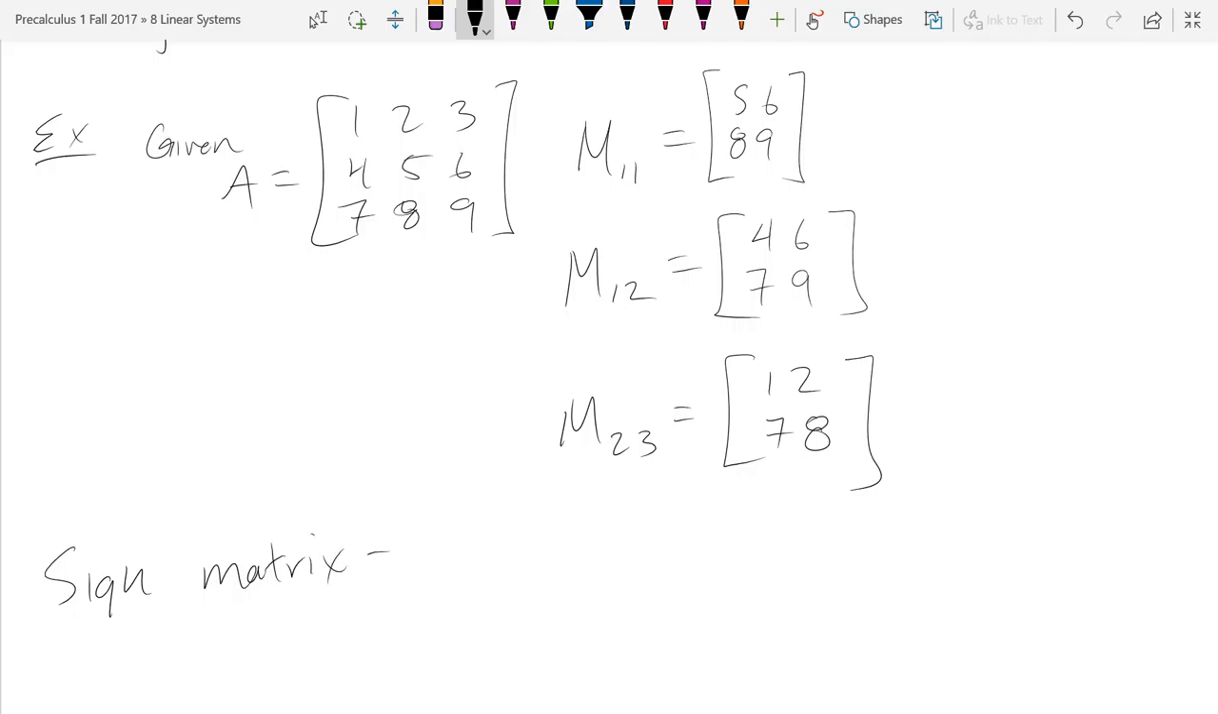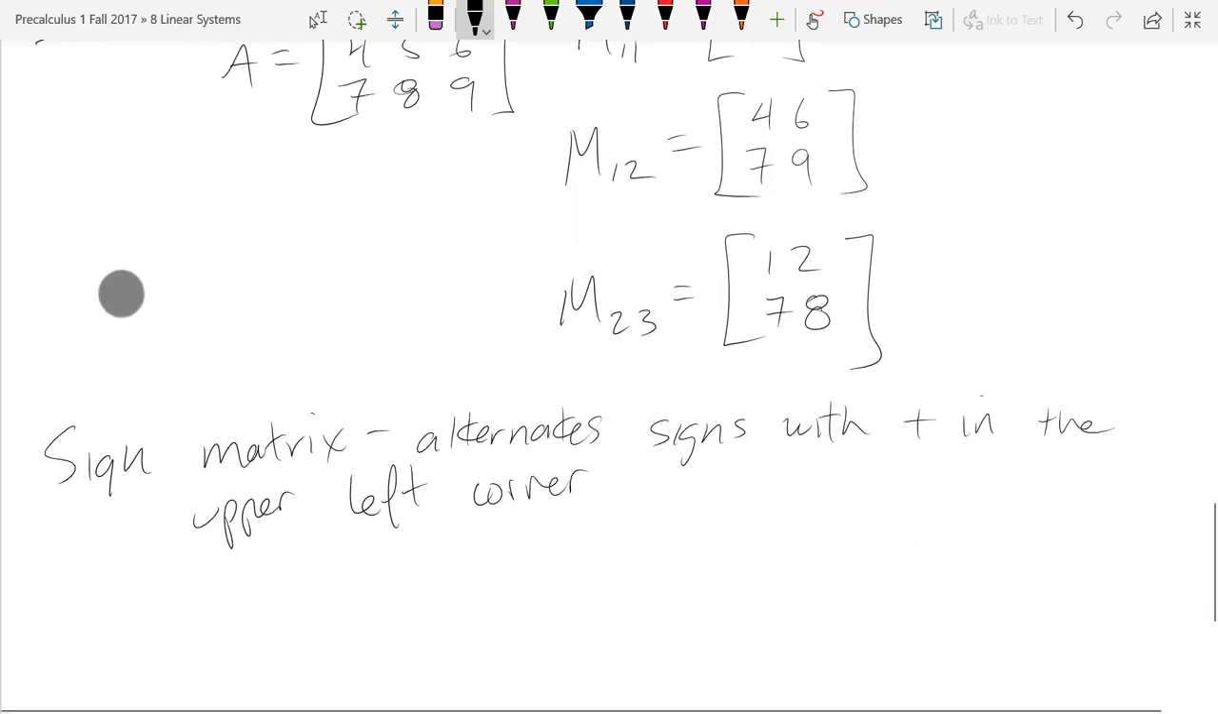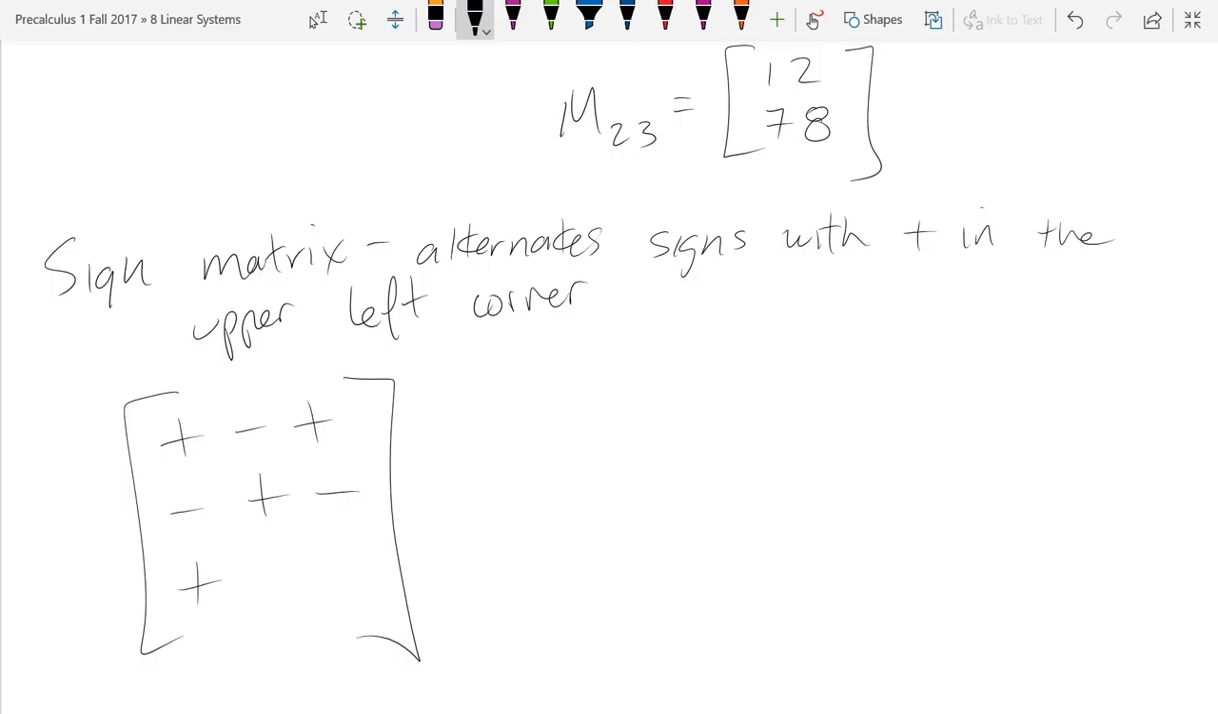The sign matrix alternates signs with positive in the upper left corner. So if we have a 3x3 sign matrix, it's going to go plus, minus, plus. And the second row will be minus, plus, minus, and then plus, minus, plus. You're basically laying out a checkerboard where red is either plus or minus, and black is the other. So you're just making a checkerboard with plus and minus.